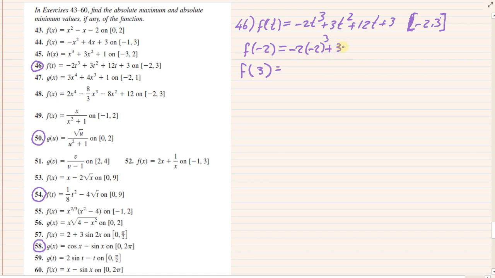This is just not calculus, this is just simple algebra now. Negative 2 squared plus 12 times negative 2 plus 3. And if I did this right, I got 7. All of these add up to 7.